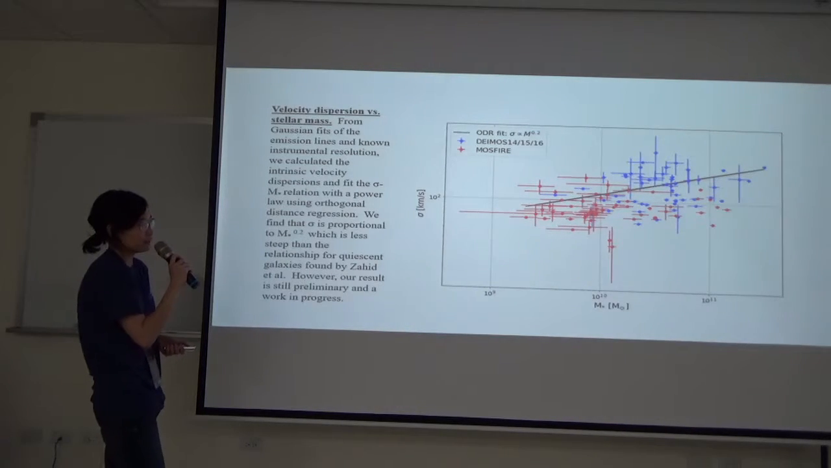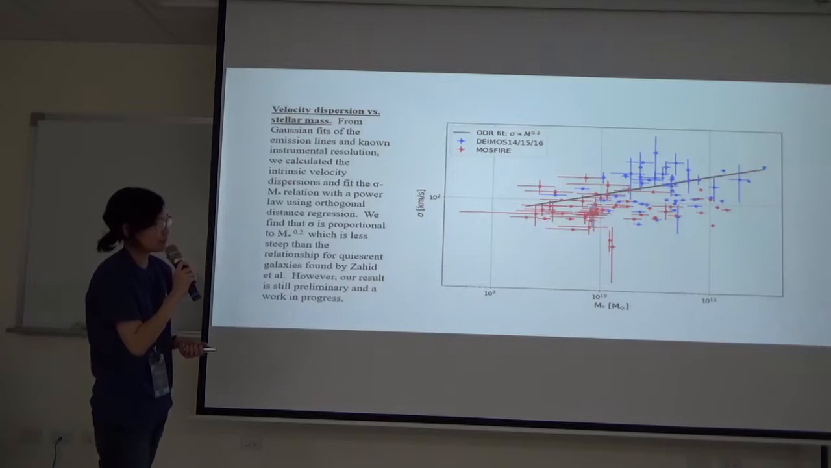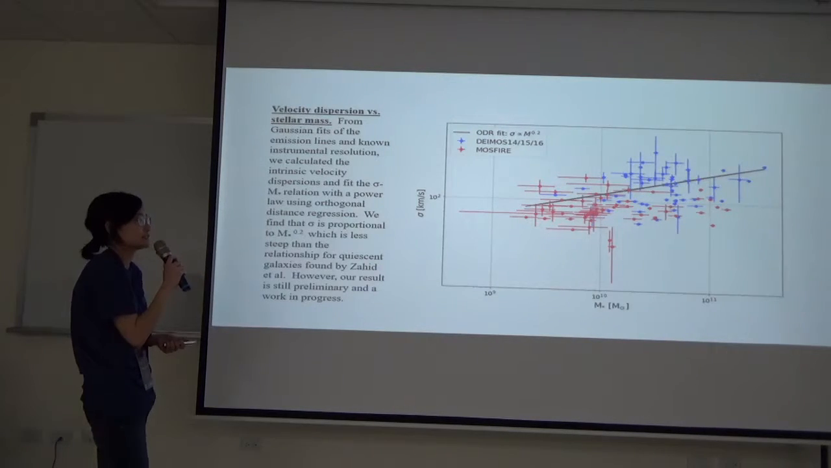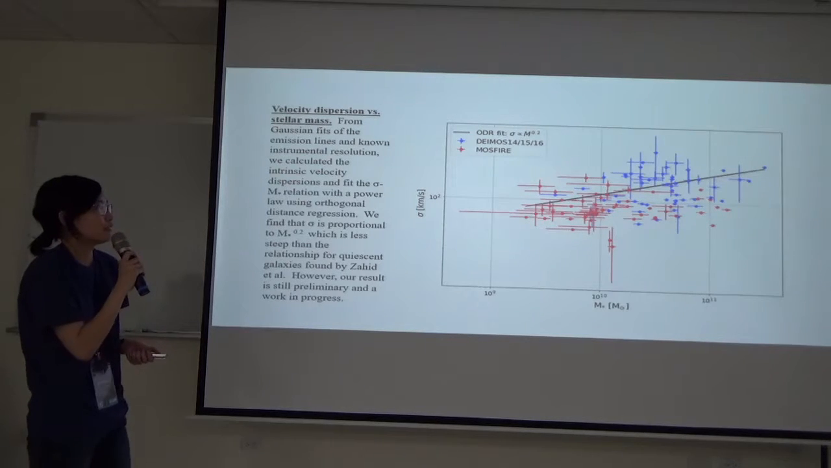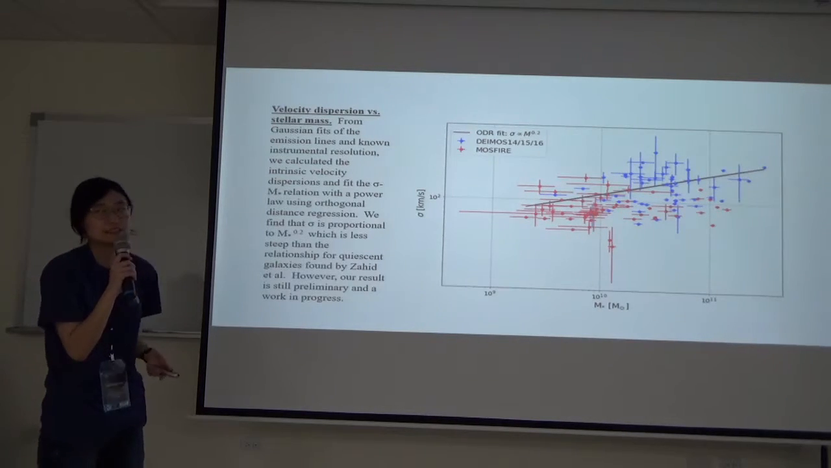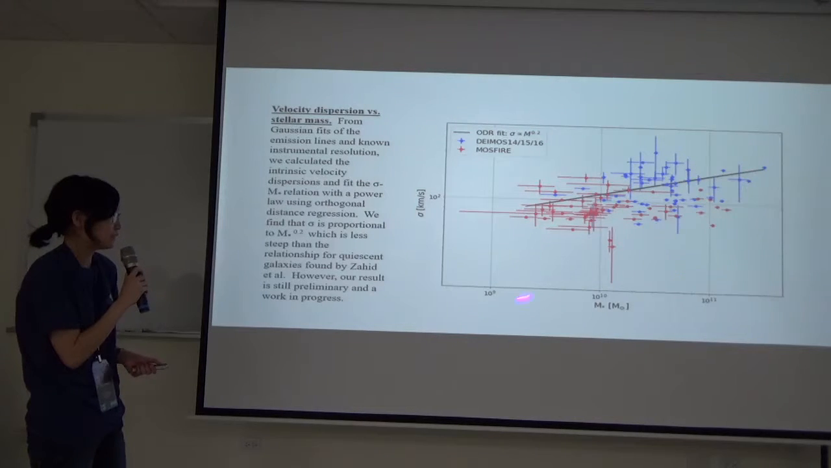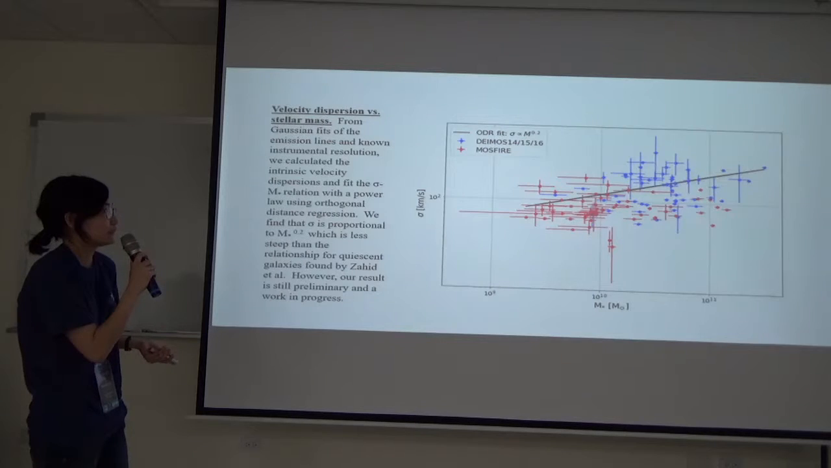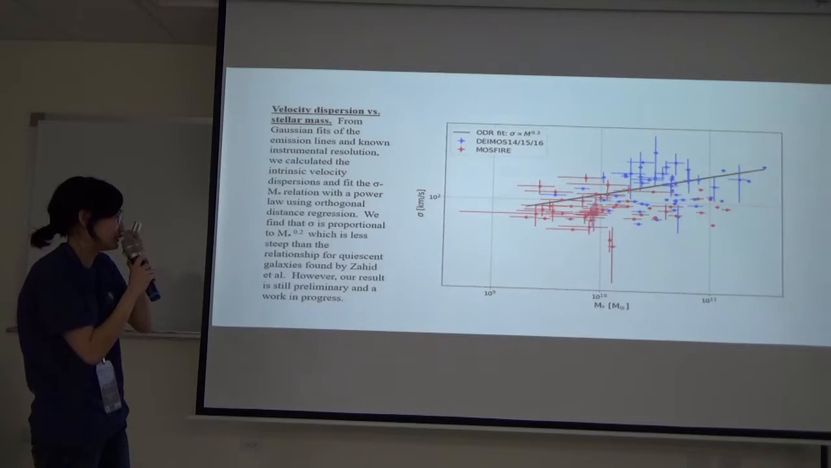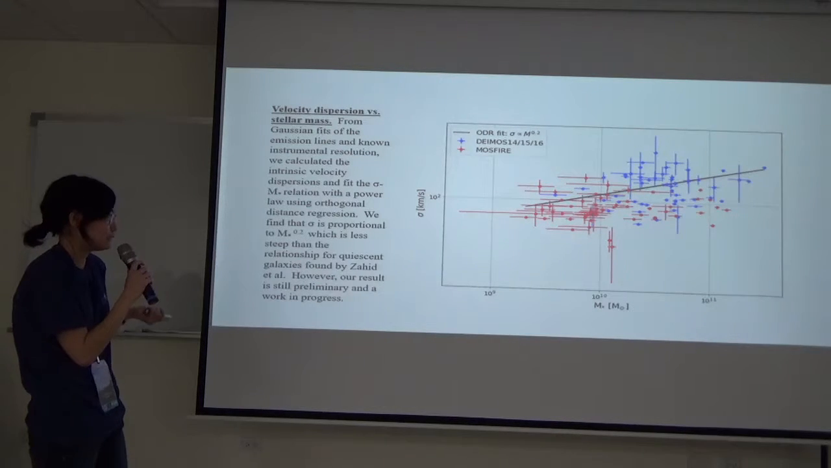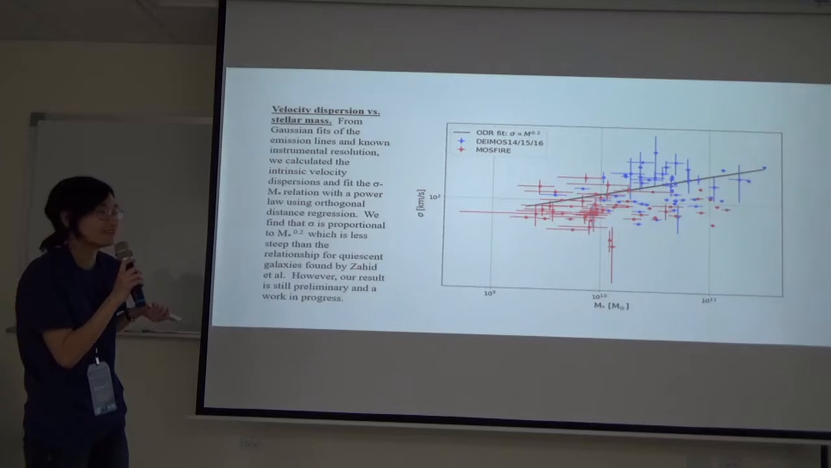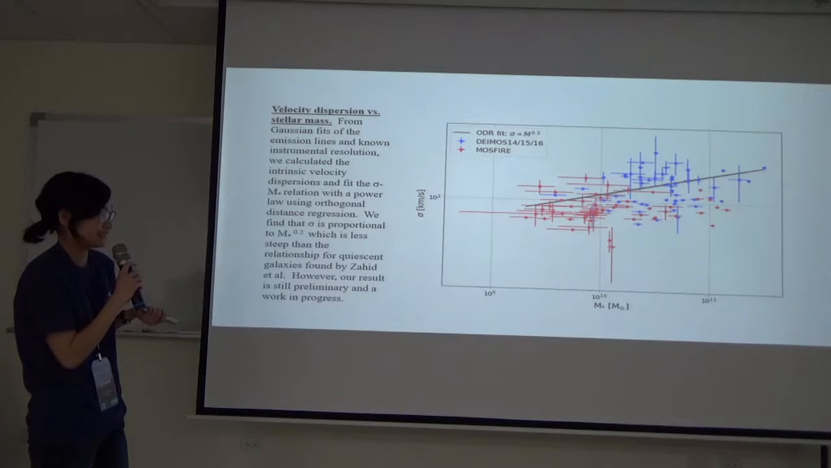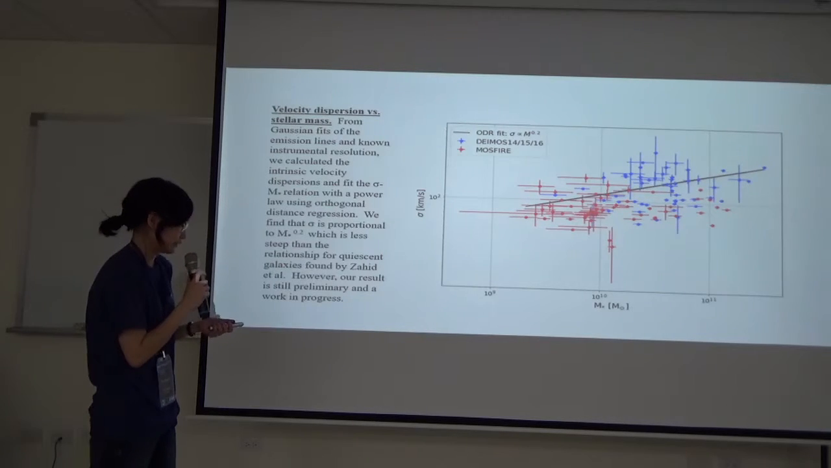Okay, so we used the output stellar mass from the SED fits and measured velocity dispersions for galaxies with MOSFIRE and also our previous DEIMOS detections. This is just a preliminary result, but if we do a fit to the log of the data, we get a relationship where the velocity dispersion is proportional to the stellar mass to the 0.2 power. This is less steep than a relationship that was found by Zahid et al. for quiescent SDSS galaxies, but this is something that we are continuing to investigate.